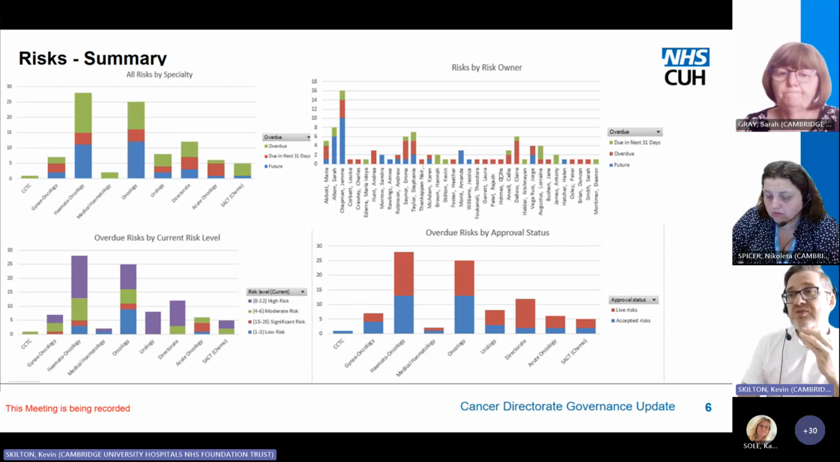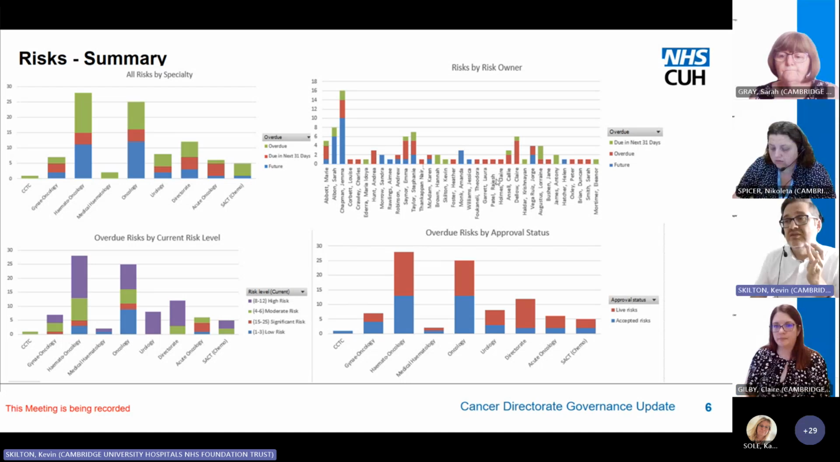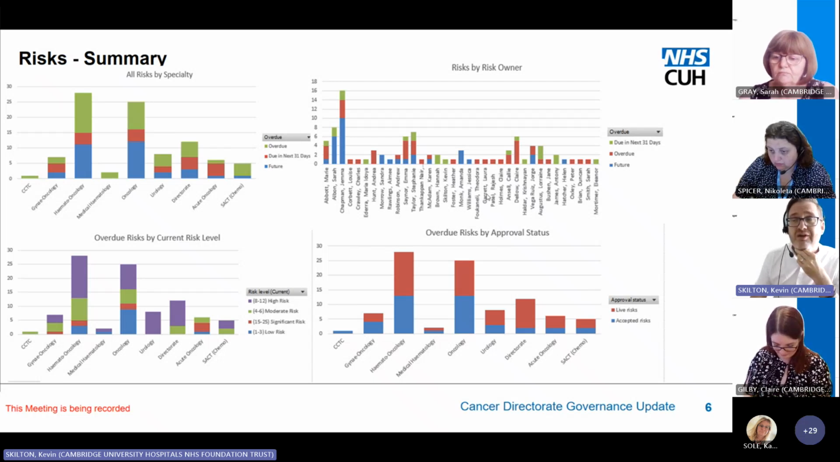So please, if you think there is a risk in your area that isn't on our risk register, or you don't know if it's on the risk register, talk to your DOM, talk to your specialty leads. They can tell you whether it's there, or they can get it added onto the risk register for you. We do have a number of overdue risks for review. So those of you who are risk owners, please go in and review your risks regularly in the risk register. And the report comes out every month to show you what is due review. So please do go in and have a look at them.